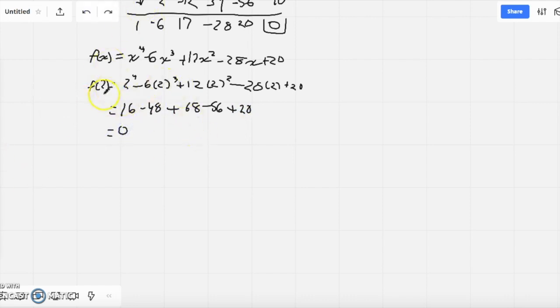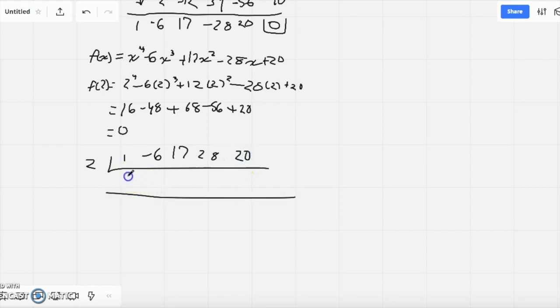So now that we see that 2 is a root of this new f of x, we'd again just do our synthetic division. So we take the leading coefficient term. So it'd be 1, negative 6, 17, 28, and 20. So we just do our synthetic division again. So that's drop to 1. Then 1 times 2 is 2. Then add those together. It'd be negative 6 plus 2 is negative 4.